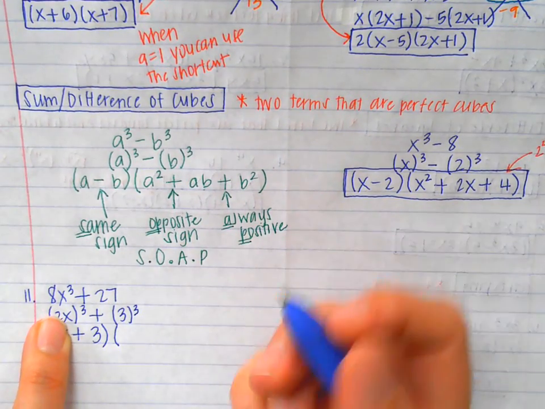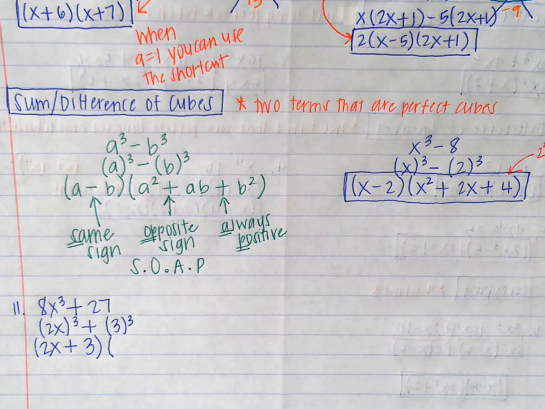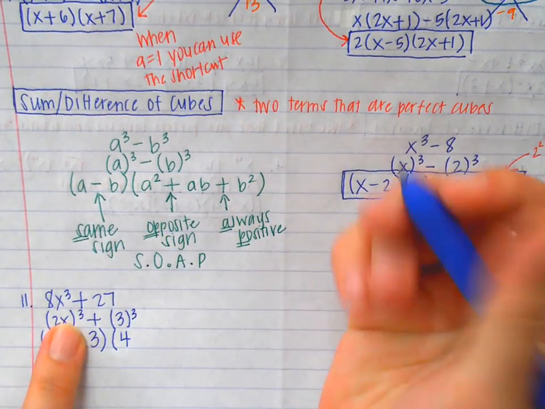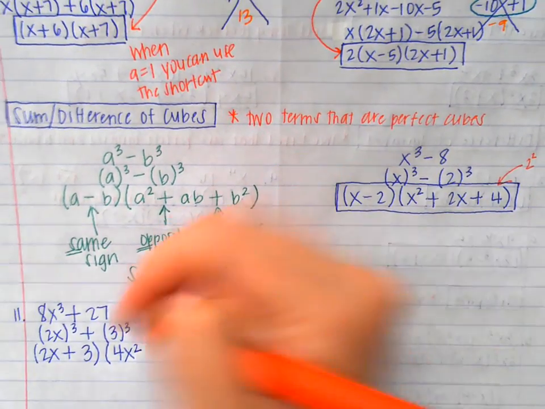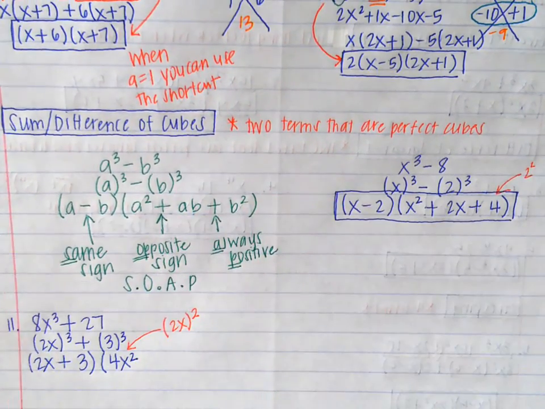Okay, now it's the first term squared. So I'm going to do this in a second on the side, but the first term squared, that's 2x squared. The biggest issue that people have is not squaring that entire term, just squaring the variable. You're squaring that entire expression, 2x. So it's 2 times 2, which gets me 4, and x times x, which is x squared.